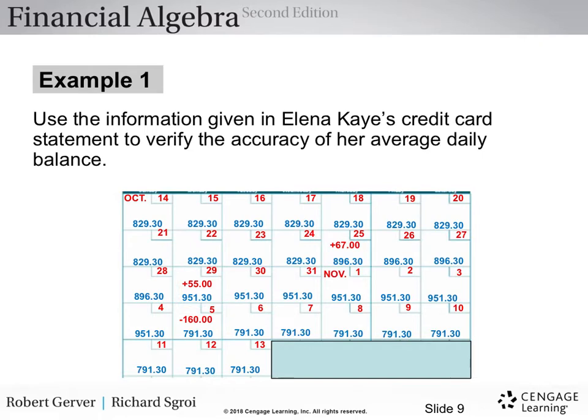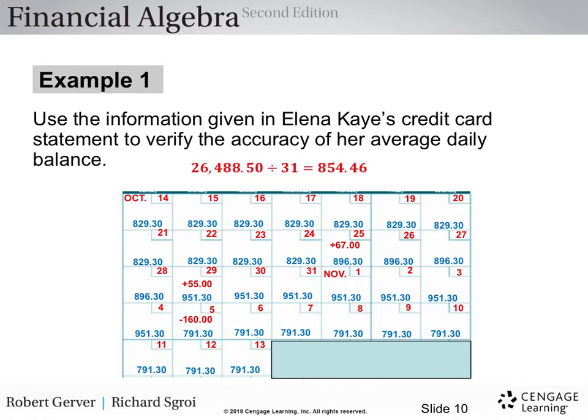So on the 5th of November, she makes a payment of $160, but notice that's a minus, so we subtract it from the $951.30. So now her balance is $791.30, and it remains the same all the way through to the end of the billing cycle, $791.30. That's all the way through to the 13th.